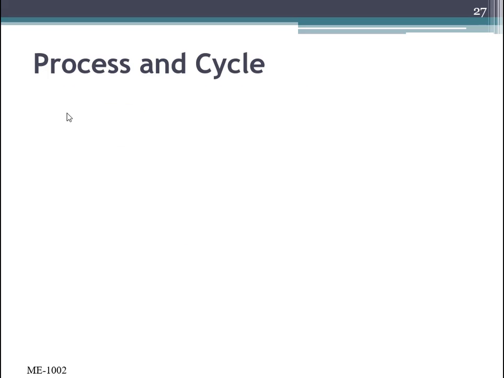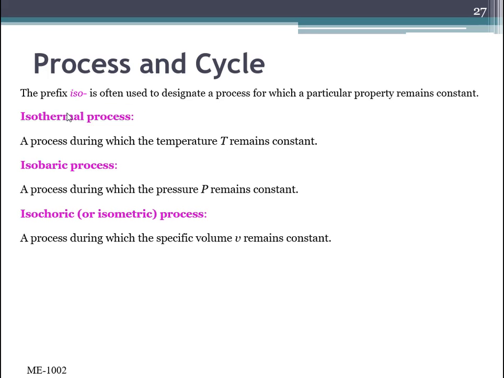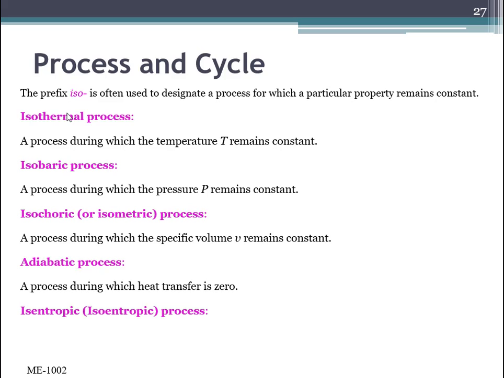Moving further, there are different types of processes. For example, one process is called an isothermal process. Any process during which the temperature remains constant. Iso means something which is constant and similar. Isothermal means any process जिसमें आपके पास टेम्परेचर तब्दील ना हो रहा हो. Isobaric are those processes जिसके अंदर प्रेशर तब्दील नहीं हो रहा. आइसोकोरिक आर प्रोसेस जिसमें वॉल्यूम तब्दील नहीं हो रहा.